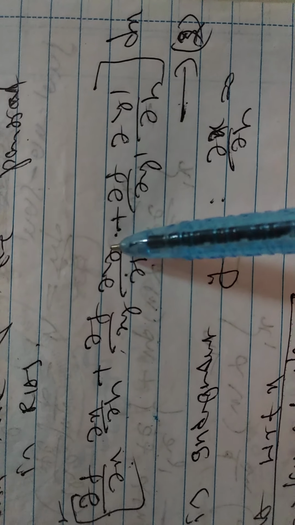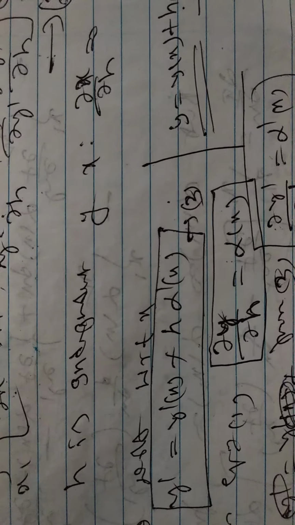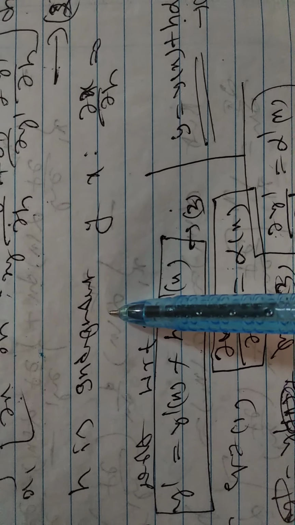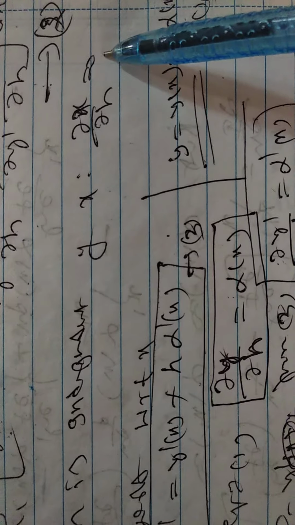Dou f by dou x into dou x by dou h plus dou f by dou y into dou y by dou h plus dou f by dou y dash into dou y dash by dou h, into dx is there, you have to write. So dI/dh is equal to this one, but h is independent. So h is independent of x. So that's why dou x by dou h is equal to 0.